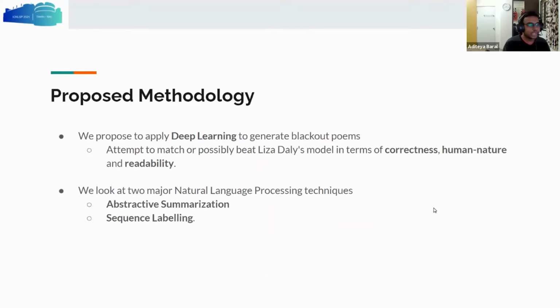So we try to use sequence-to-sequence learning to tackle this problem of blackout poetry generation. We are trying to beat Lisa Daly's method in terms of correctness, human nature, as well as readability. We look at two major natural language processing techniques for sequence-to-sequence labeling: the first being abstractive summarization, and the second being sequence labeling.